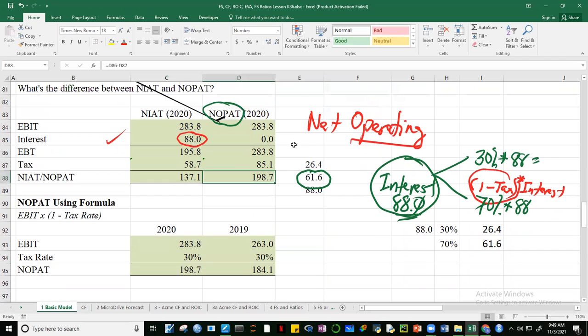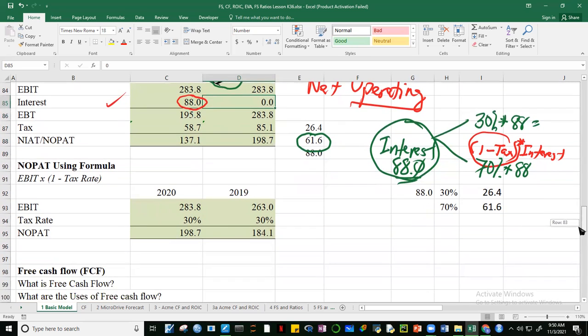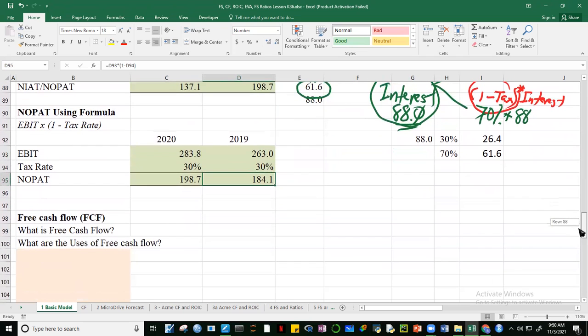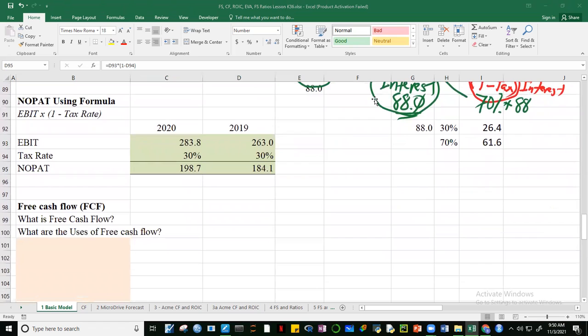Why are we using that formula? If you take a look at this, guys, from the EBIT, you subtract the tax. And that's why it's EBIT times 1 minus tax. We're not subtracting anything for the interest because we are assuming that the operations is not privy or is not in control of the interest expense. So we're not going to charge them with the use of debt with interest expense. All right. So for 2020, the NOPAT was 198.7. For 2019, it was 184.1.